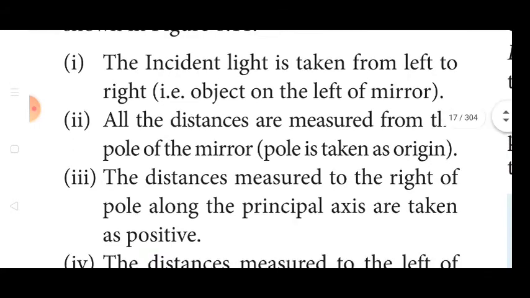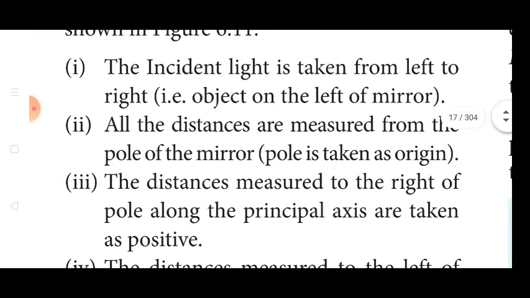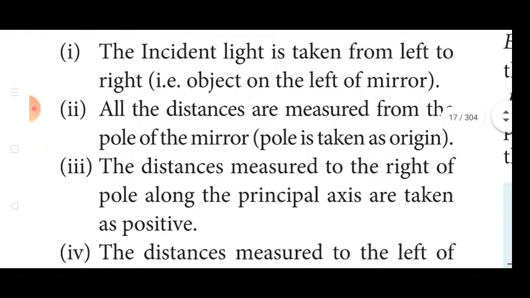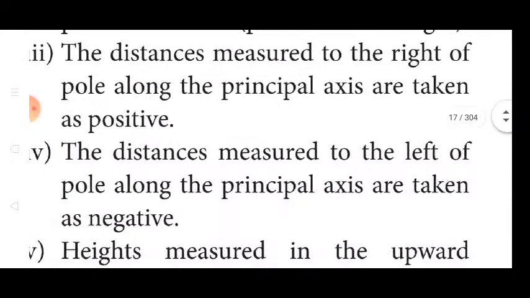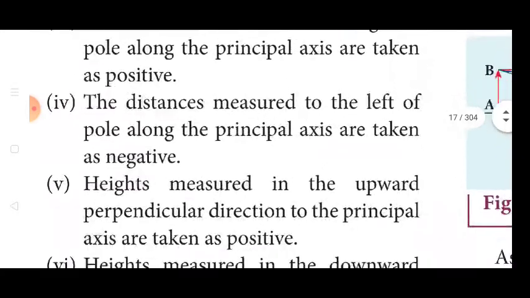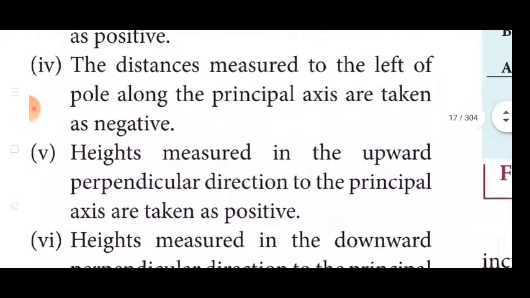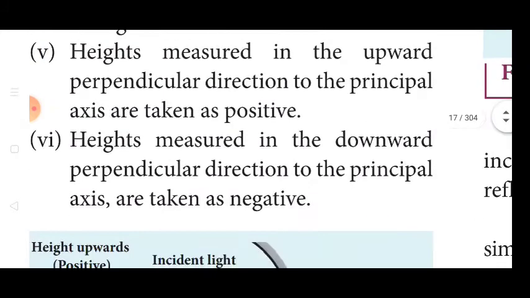The distances measured to the right of the pole along the principal axis are taken as positive. Point 4. The distances measured to the left of the pole along the principal axis are taken as negative. Point 5. The heights measured in the upward perpendicular direction to the principal axis are taken as positive. Point 6. The heights measured in the downward perpendicular direction to the principal axis are taken as negative.